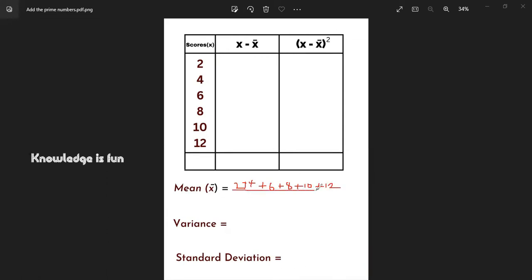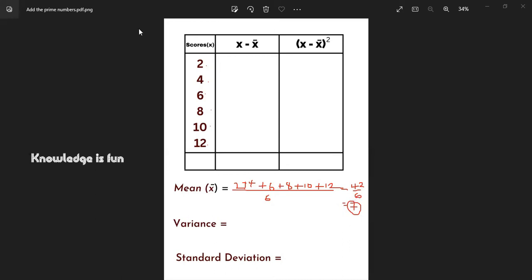And then we're going to divide it by how many there are. So we have 1, 2, 3, 4, 5, and then 6 of them. So we have 6 here, and then we have the answer. Let's use our calculator here. So we have 42 over 6, and that's going to give us 7. So now 7 is our mean.